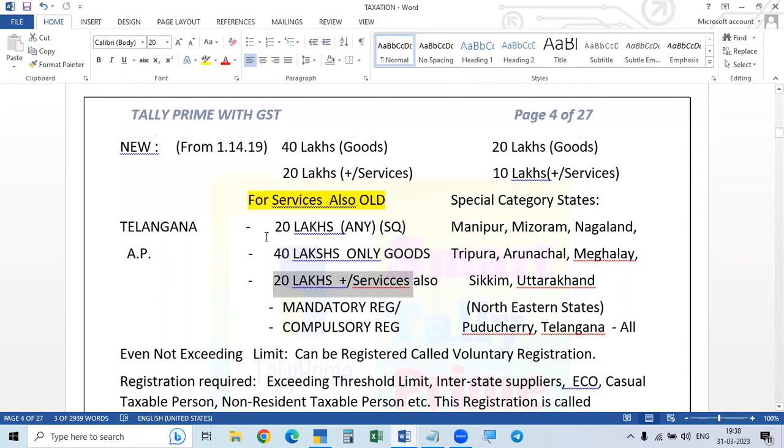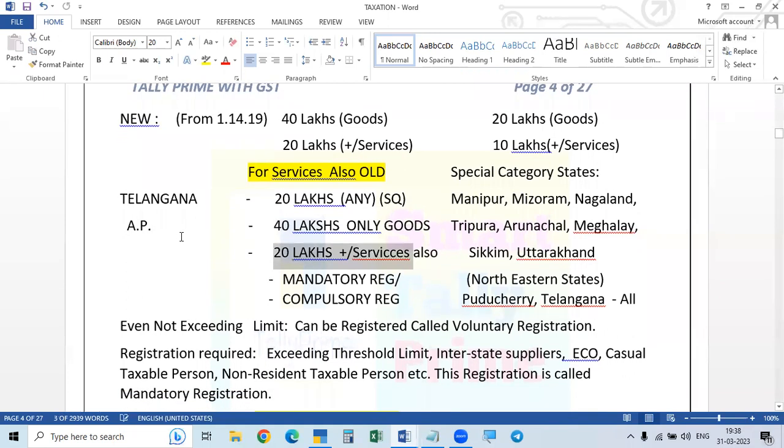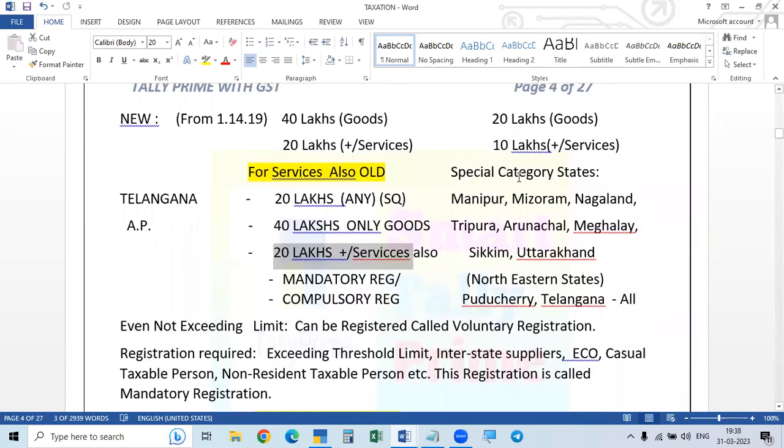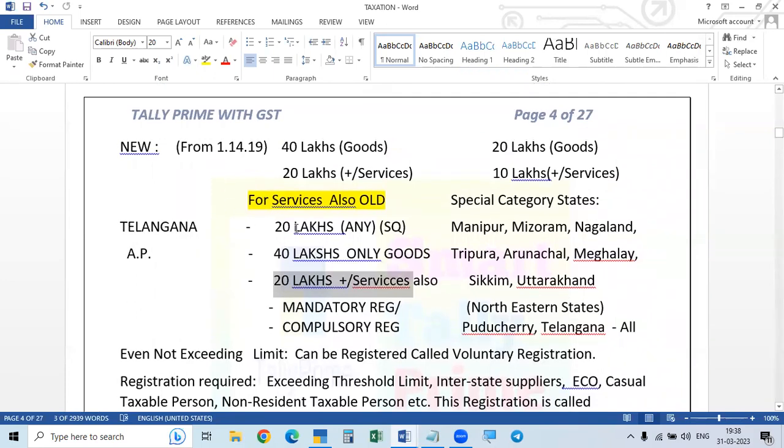But in the normal category states, Telangana is given a special concession. If they want, they can be under normal category states, or they can be under special category states. So a choice is given to them. Special category is 20 lakhs for goods and 10 lakhs for services, and normal category is 40 lakhs for goods and 20 lakhs for services. But they selected 20 lakhs for all, whether it's goods or services, whatever it may be. In Telangana, the limit is 20 lakhs.